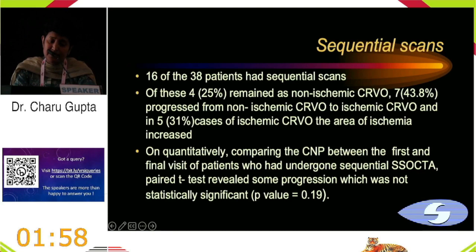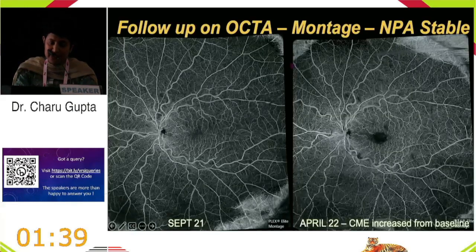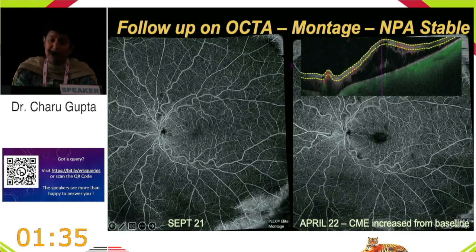Sequential scans: 16 patients had sequential scans. Of these, 4 remained non-ischemic through the follow-up, 7 progressed from non-ischemic to ischemic, and in 5, the areas of ischemia increased. On quantitatively comparing the CNP areas between the first and the final visit, sequential OCTA did not show significant progression. So this is the follow-up OCTA. The patient stayed stable, though the macular edema had increased.